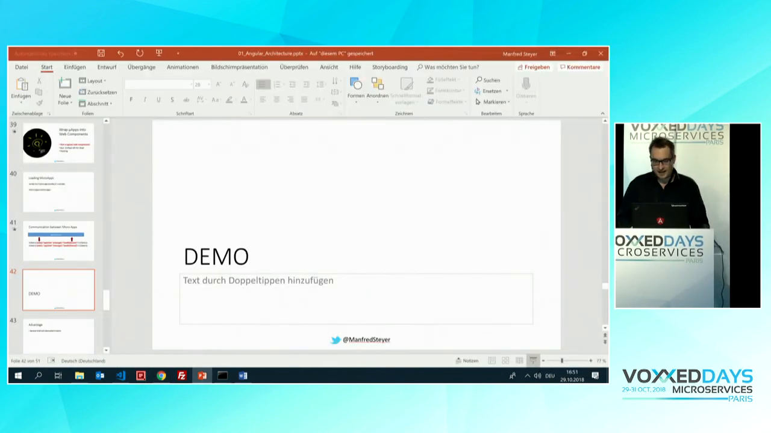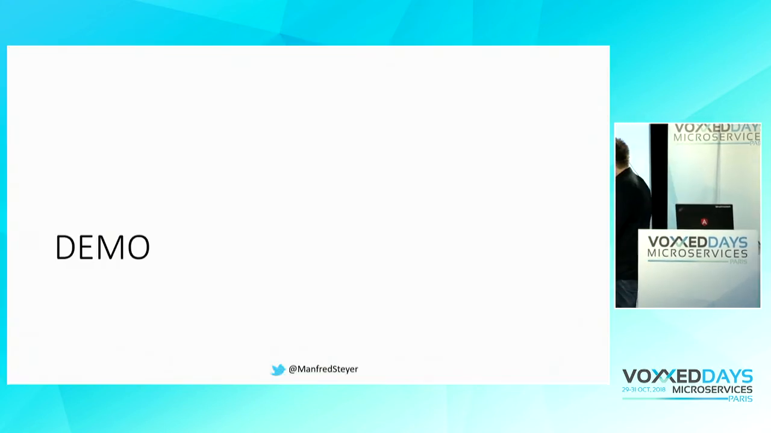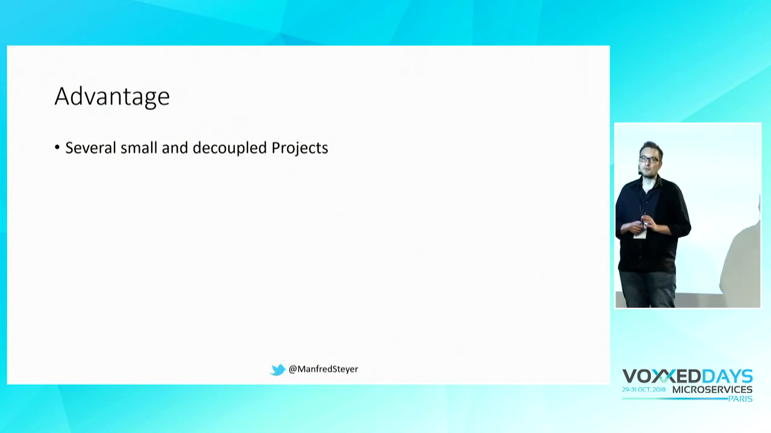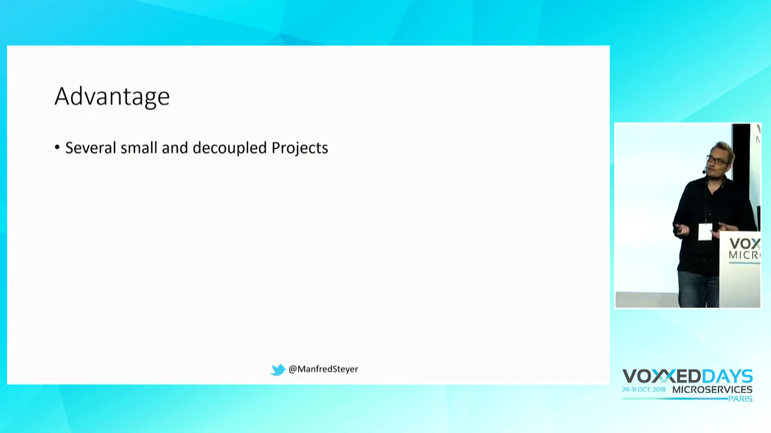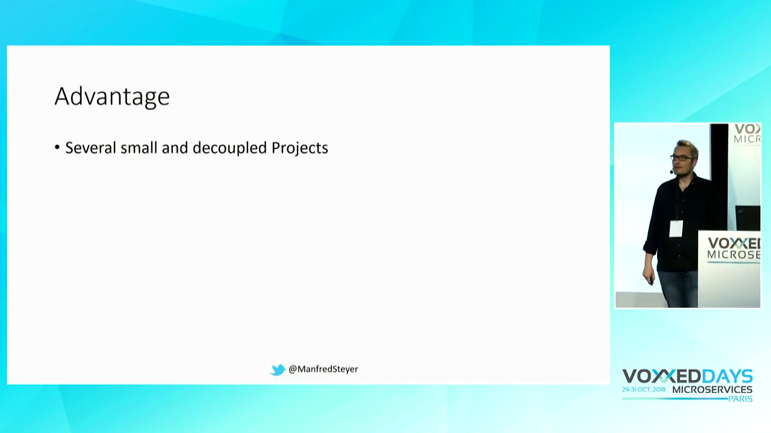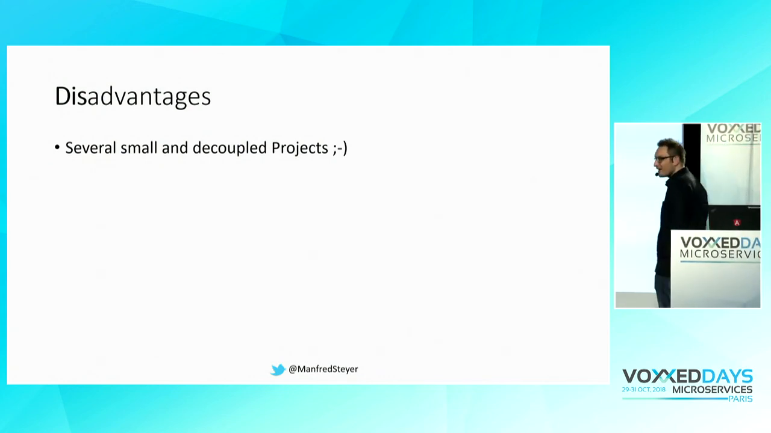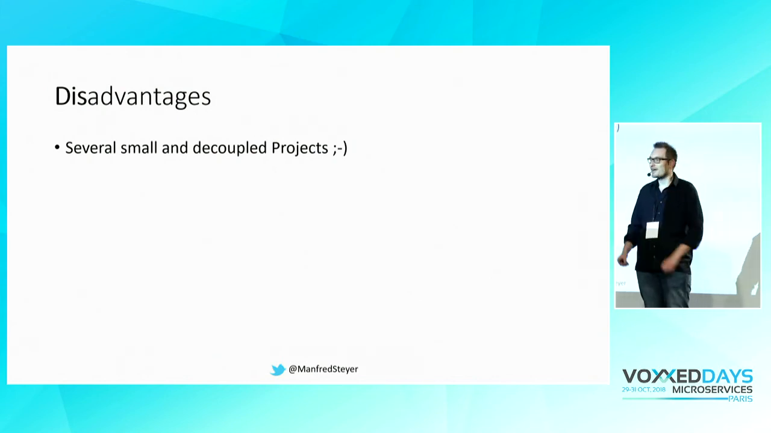Okay, this last example provided a big advantage over all the other examples. We now have several small and decoupled projects. And this is really good. But there are also some disadvantages, and we will find them on the next slide. You have several small and decoupled projects. So one more time, what's an advantage on the one side is also a disadvantage on the other side.